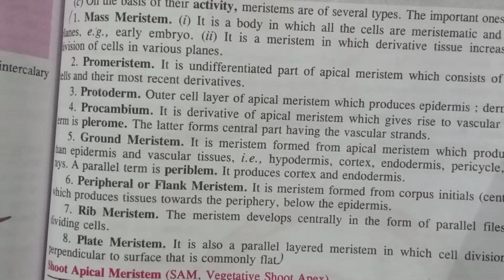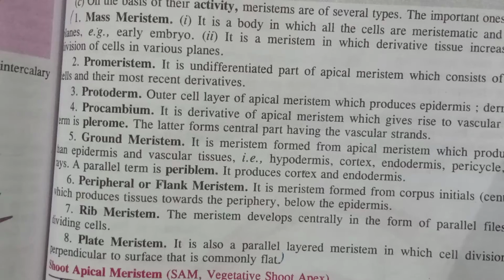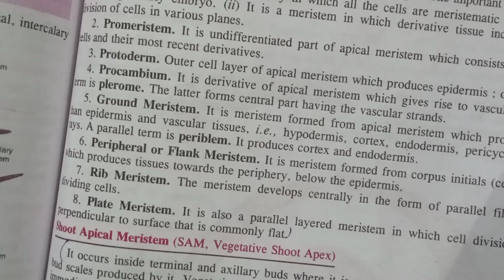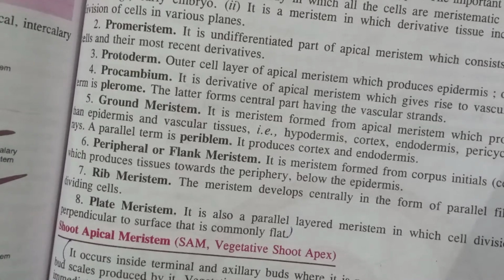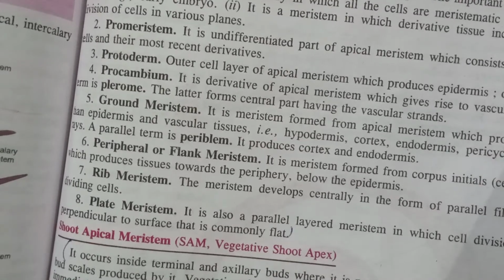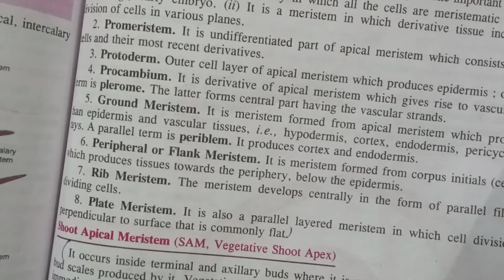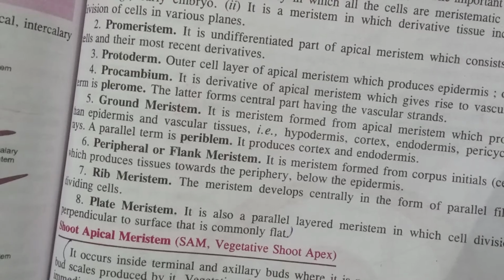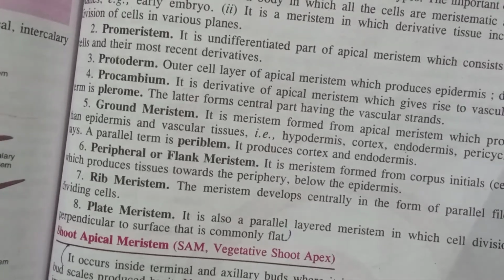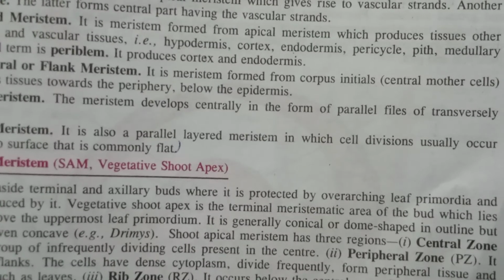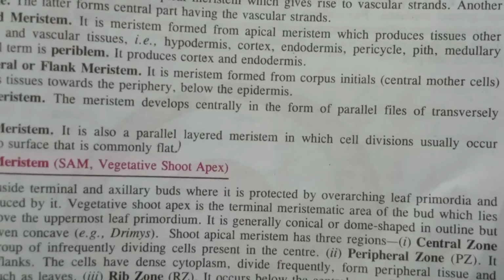Now, after studying all these, we come to the shoot apical meristem, which is also called the SAM in short form. Okay, so this is the vegetative shoot apex where the growth takes place maximum. It occurs inside the terminal and axillary buds where it is protected by the leaf primordia. Now actually, this particular region has three regions. Okay, so one is called the central zone, which is a group of infrequently dividing cells present in the center.